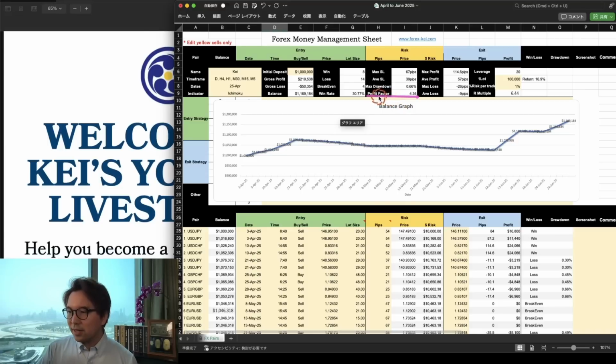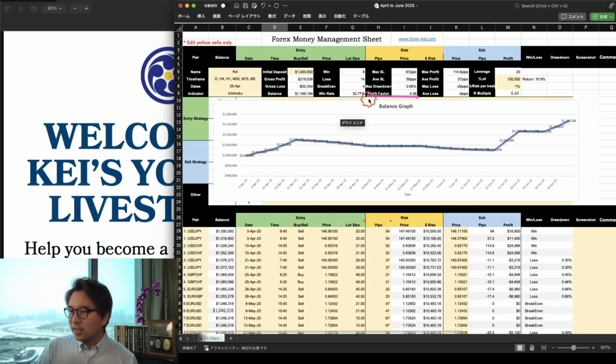Profit factor is calculated as the gross profit divided by the gross loss. So this is the ratio between how much you won and how much you lost. If you have a profit factor of 4.36, that means if you risk $1,000, you get $4,360 in return. That's the ratio.